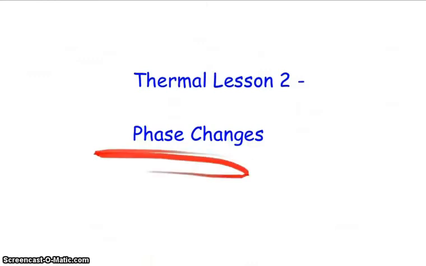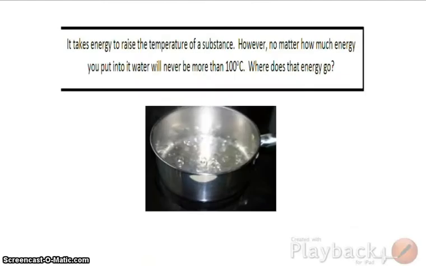In this lesson, we're going to be looking at phase changes. Now, we know that it takes energy to raise the temperature of a substance. However, it doesn't matter how long you boil a pot of water on the stove. The water, pure water, will never be more than 100 degrees at 1 atmospheric pressure.